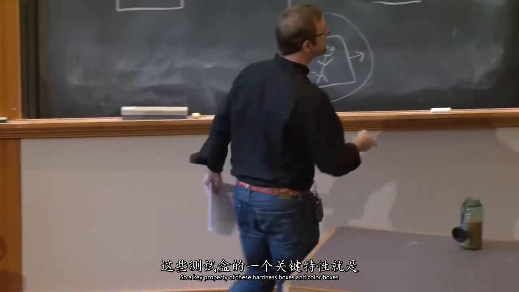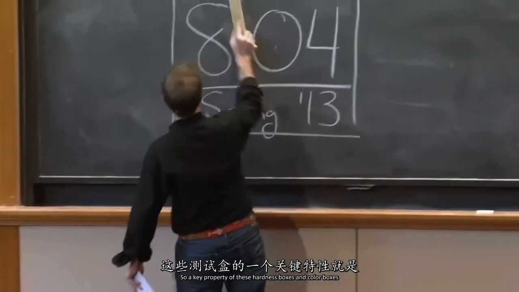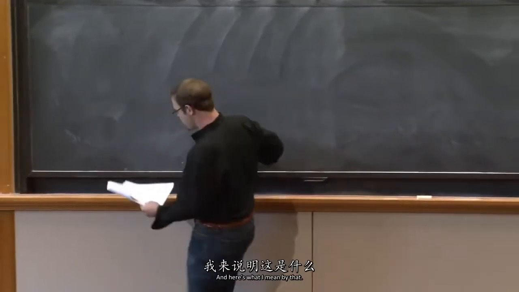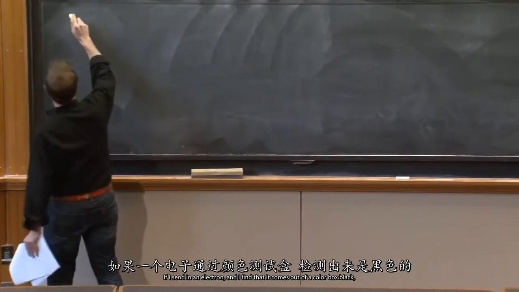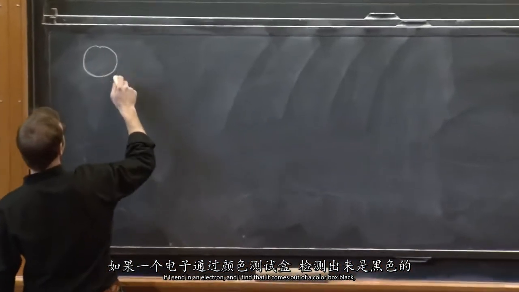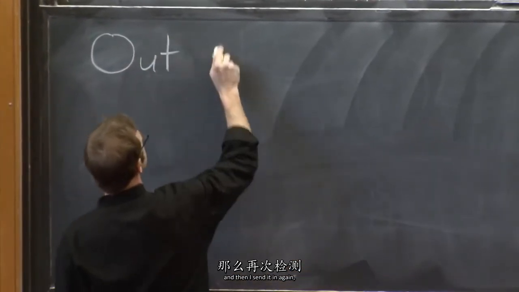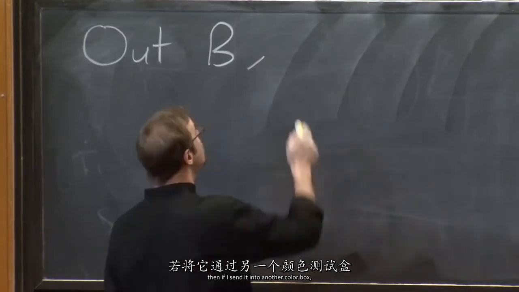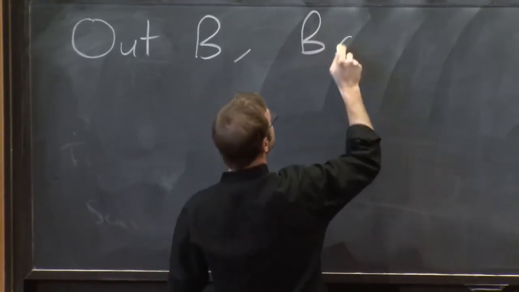So a key property of these hardness boxes and color boxes is that they are repeatable. And here's what I mean by that. If I send in an electron and I find that it comes out of a color box black, and then I send it in again, then if I send it into another color box, it comes out black again.